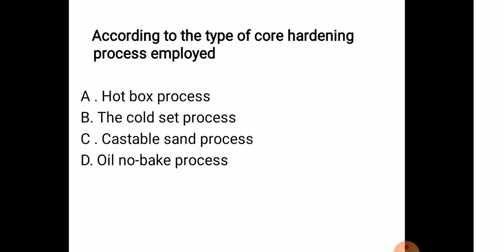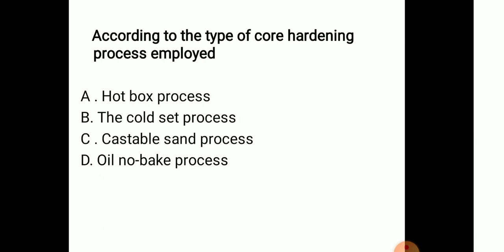Next is according to the type of core hardening process employed. So there are four types. First one is the hot box process. The second one is the cold set process. Third one is the castable sand process, and fourth one is the oil no bake process. So we discuss the first one, the hot box process.